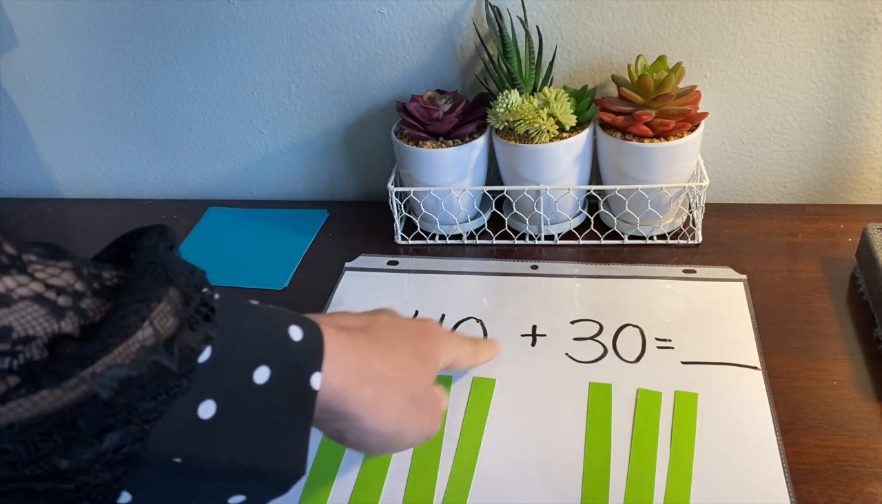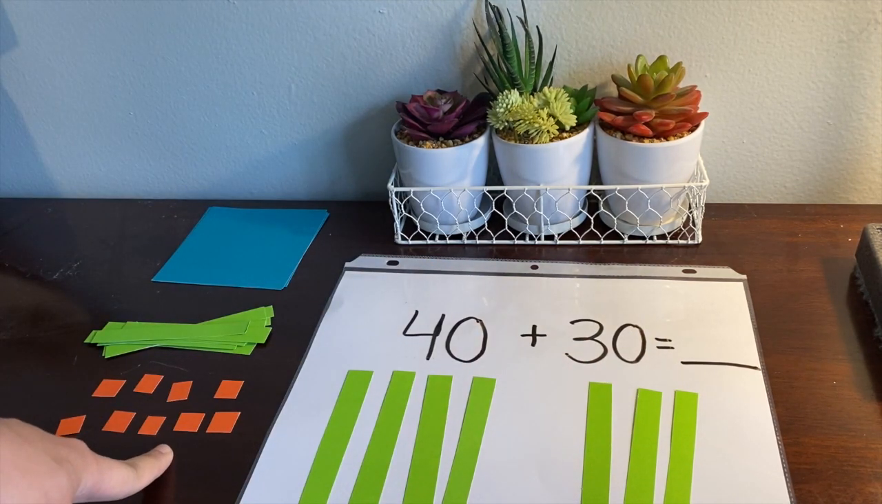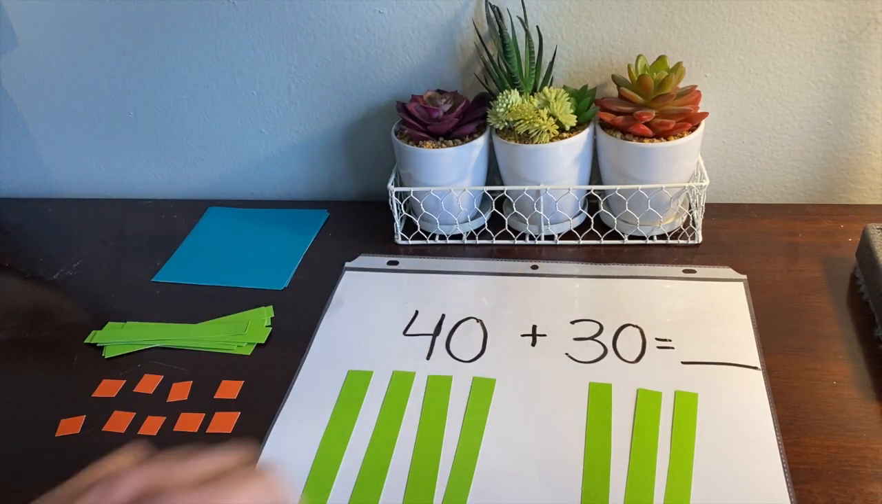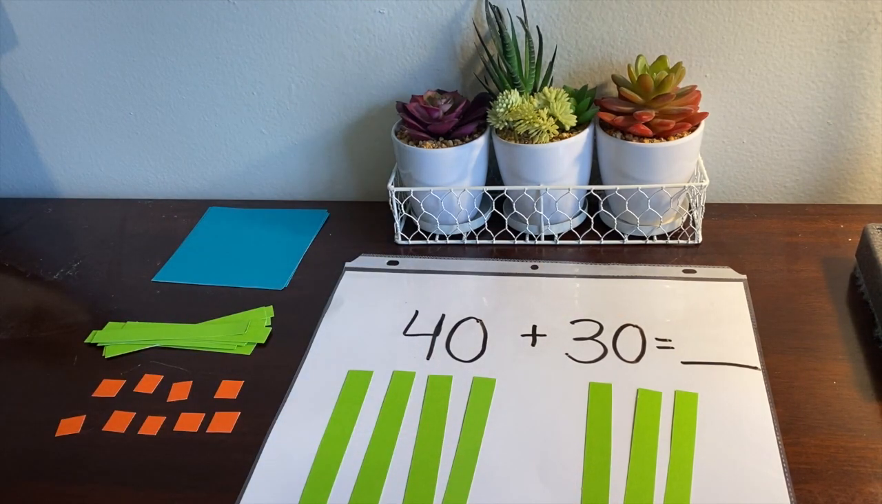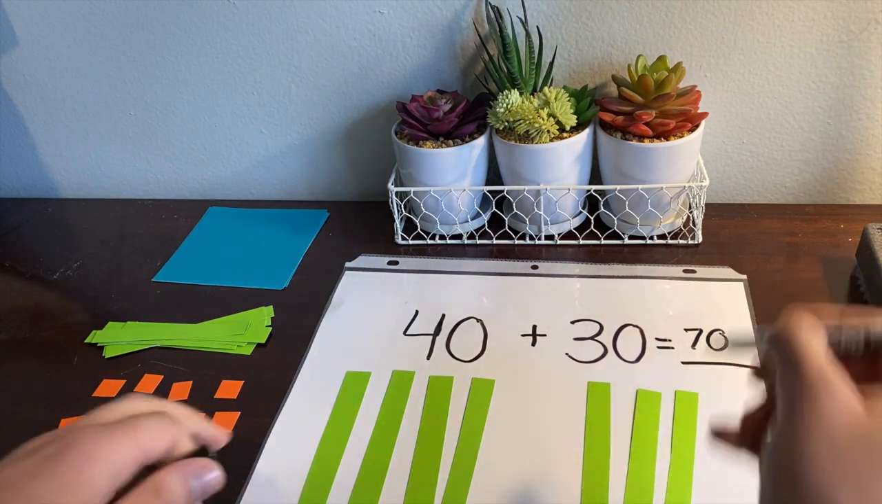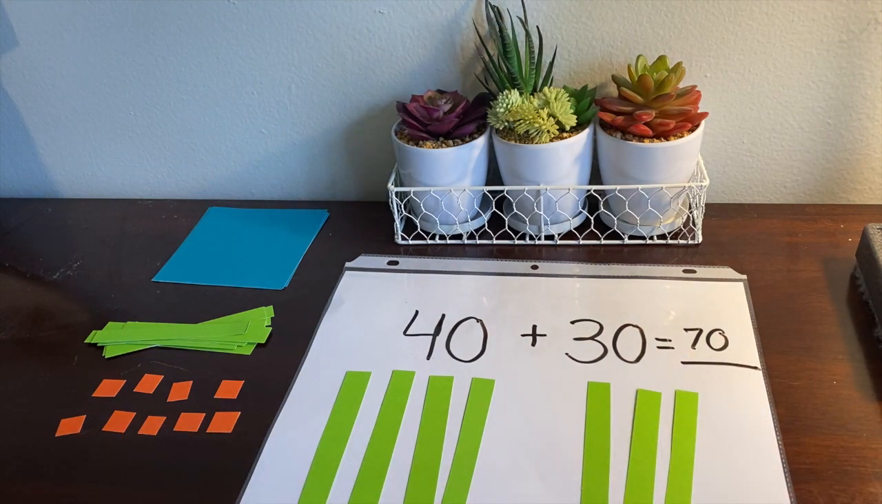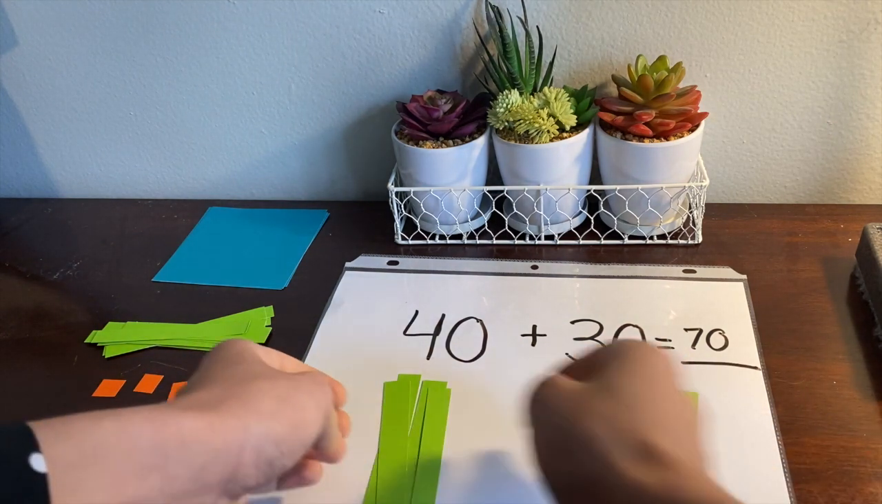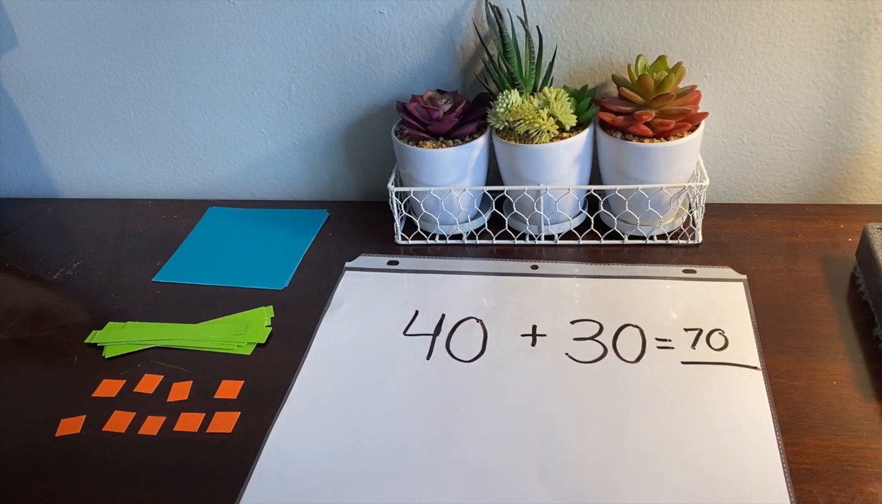I know that I don't need any of the orange squares because there are zeros in the ones place, so I only need the 10 sticks to solve this problem. Let's count by tens to check our work. 10, 20, 30, 40, 50, 60, 70. That looks great. Thanks for growing with me.